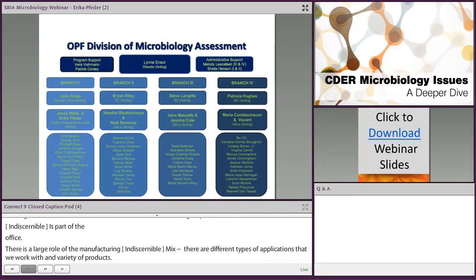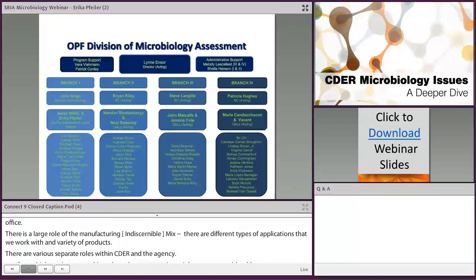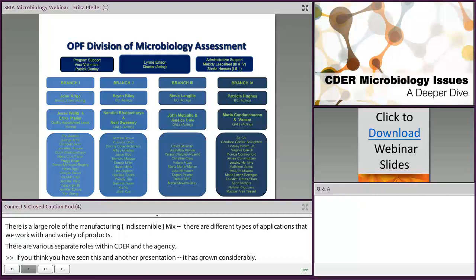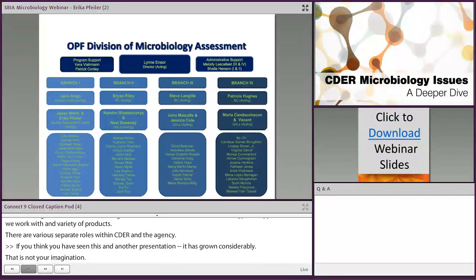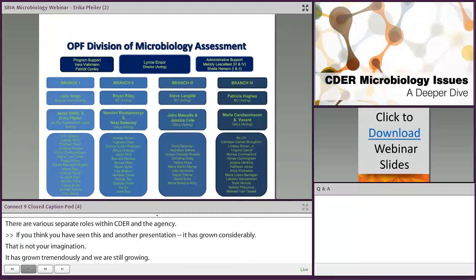Now, if you think you've seen this slide before in another presentation, but that it's grown considerably since the last time you saw it, that's not your imagination. DMA has grown tremendously since its creation as part of the OPQ reorganization, and we're still growing. Quality microbiology has been recognized as a critical aspect of the manufacturing process, and to address increasing demands on our time and expertise, staffing has increased accordingly.